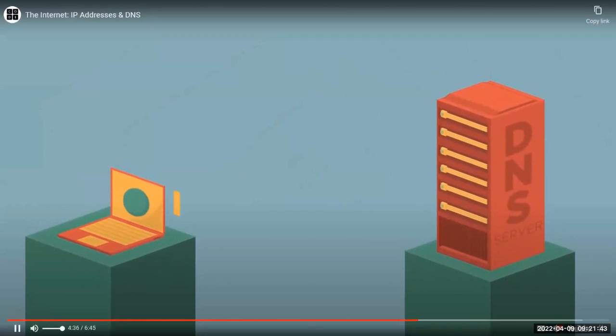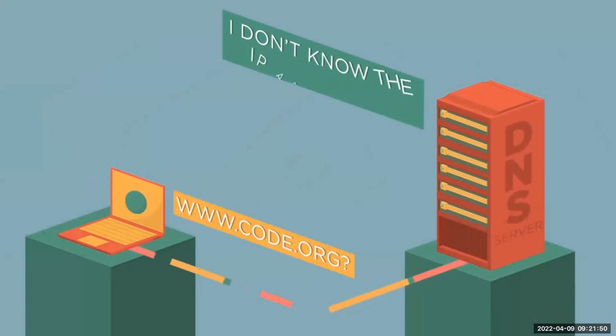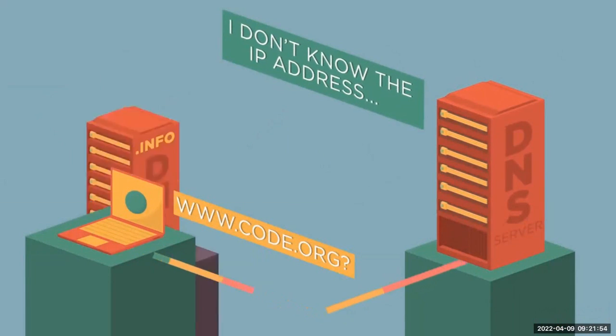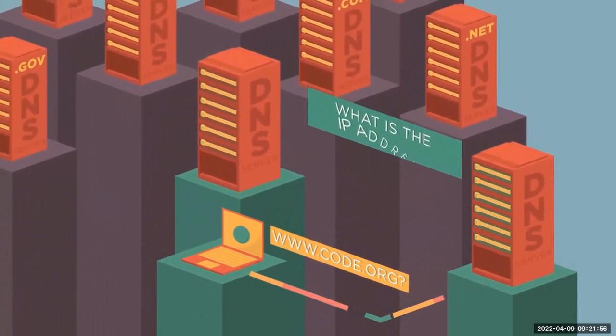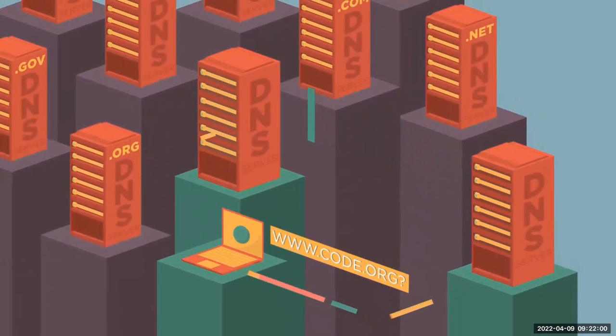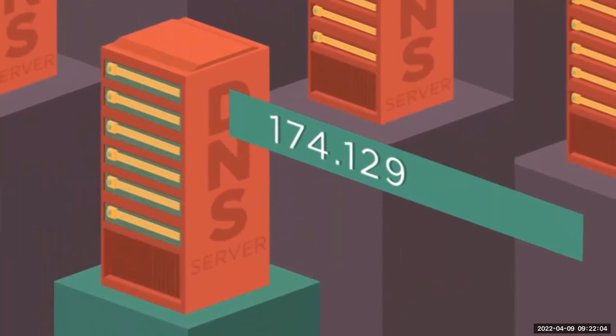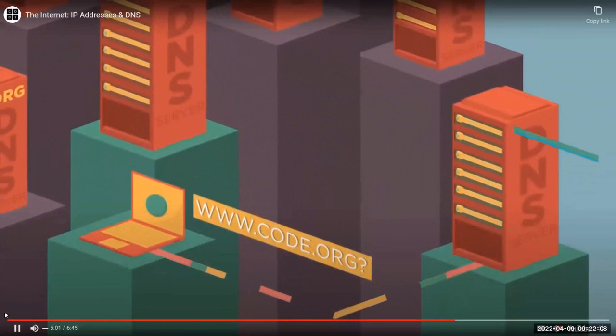And it goes a little something like this. Hey, hi there. I want to go to www.code.org. Yeah, I don't know the IP address for that domain. Let me ask around. Hey, do you know how to get to code.org? Yeah, I got it right here. It's 174.129.14.120. Oh, okay, great, thanks.